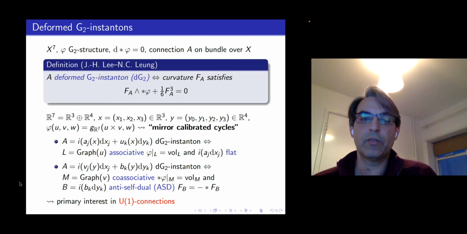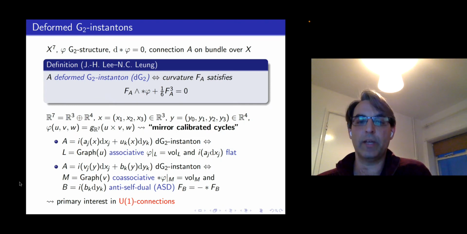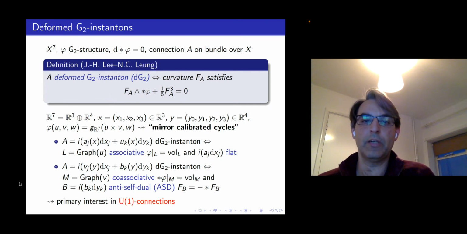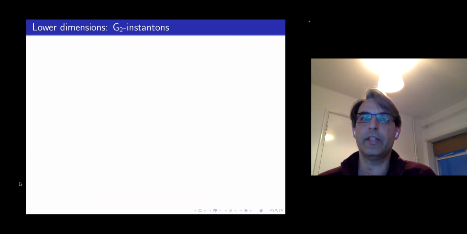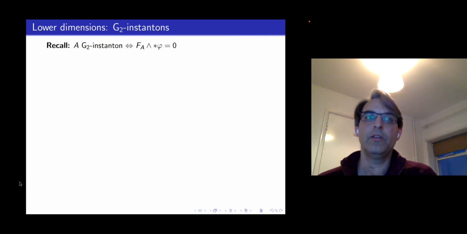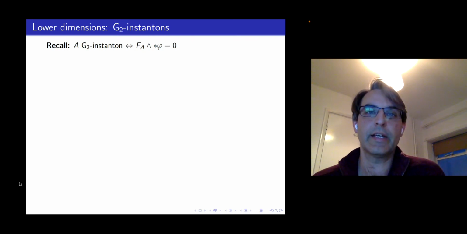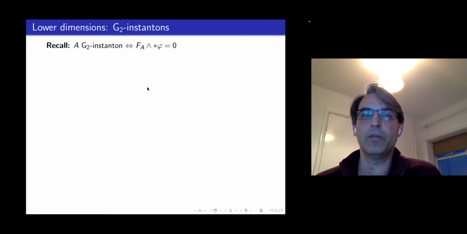So now I'm going to talk about some examples of DG2 instantons that we can get very quickly from lower dimensions. But to explain that, I want to remind you how to do this in the case of G2 instantons. So recall, as I defined on the previous slide, that a G2 instanton A is a connection whose curvature 2-form wedges with the 4-form to give 0.